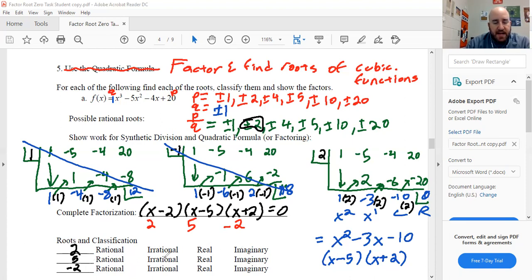You could just write what the classification is. We're going to start with real or imaginary. 2, 5, and negative 2 are all real numbers. We see those every day. They're not imaginary. They don't have the i on them like an imaginary number does. So they're all real. And then rational or irrational. Rational is anything that can be represented with a fraction, and that includes whole numbers. Irrational cannot be represented with a fraction. If you talk about decimals, an irrational decimal never repeats and never terminates.